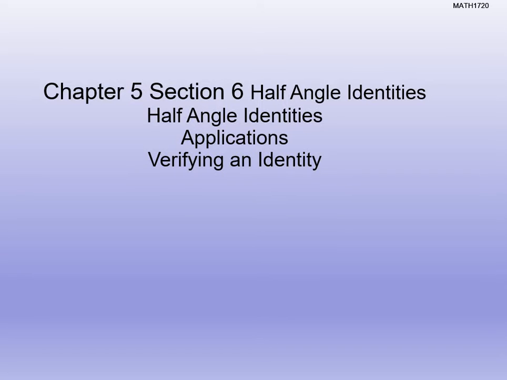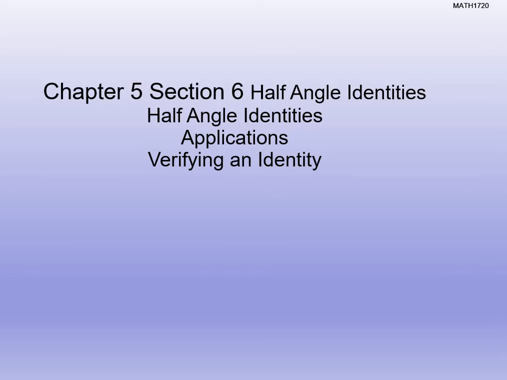Welcome back, Math1720. We are rounding out Chapter 5 here. So this is Chapter 5, Section 6. We're going to go over the half angle identities and be able to apply them. So if we're going to get some funky angle like 22.5 degrees or something like that, this is how we can use those.